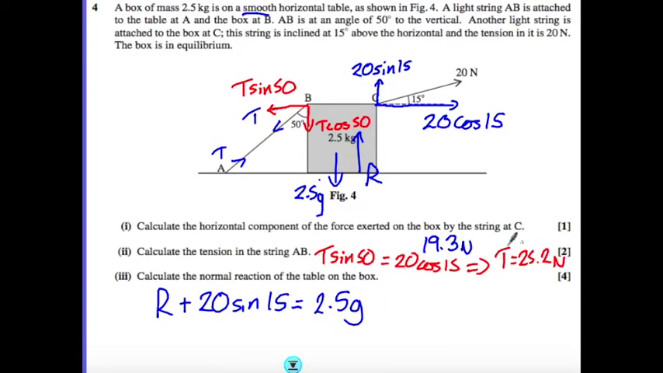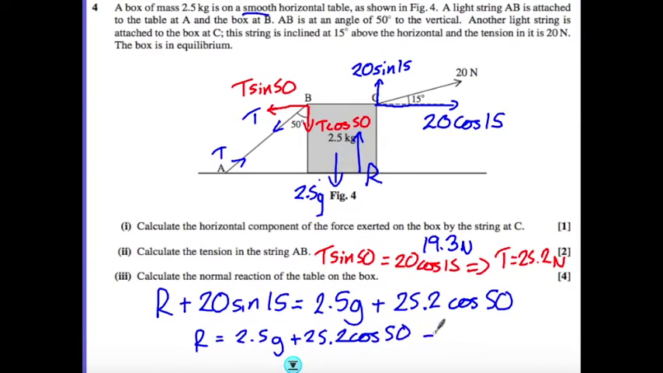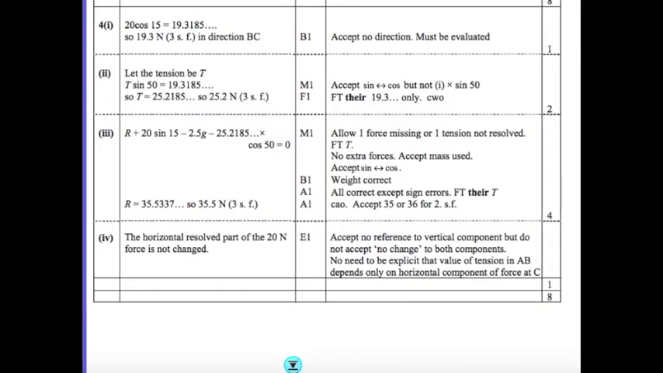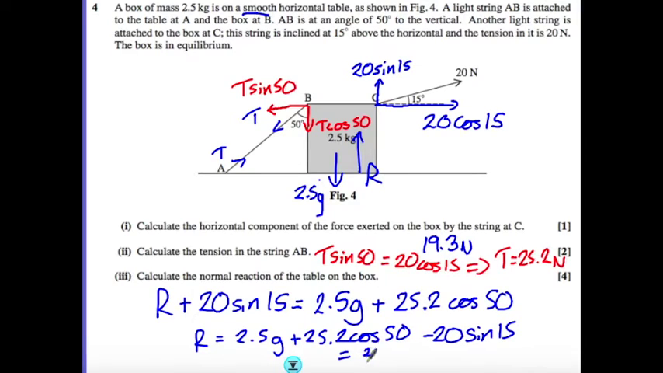So we've worked out T as 25.2. Hopefully you've got it in your calculator as something more accurate. So that's approximately 25.2 cos 50, the one acting down. All we need to do, because we know all these things, is put into our calculators 2.5 g plus 25.2 cos 50 minus 20 sine 15, and that should give us an answer. Let's just check that. We should get 35.5 once you've put that all in your calculator. Right, lovely.